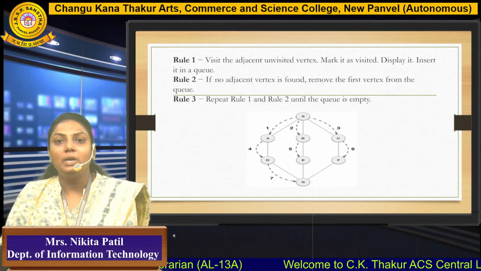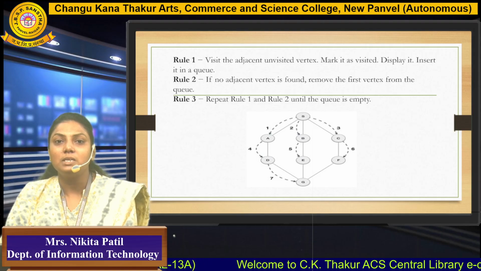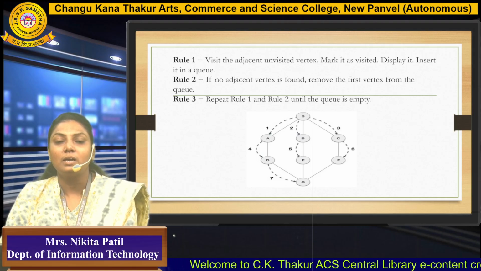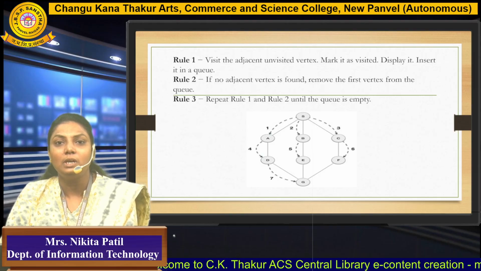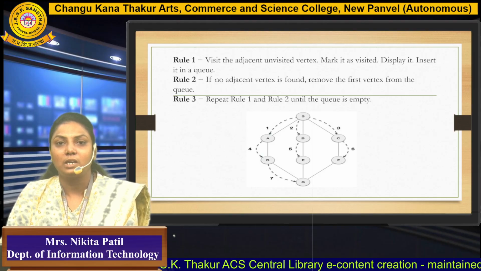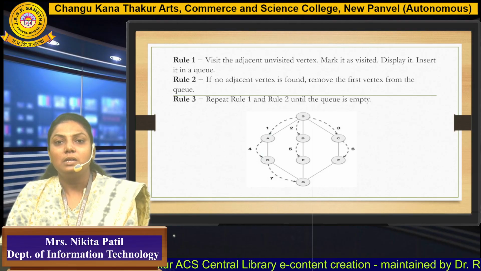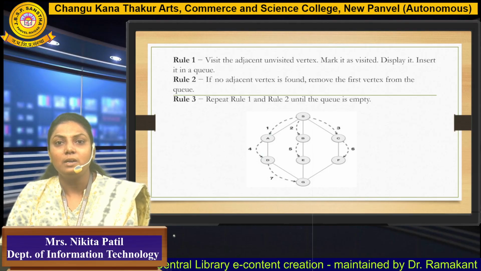So the difference between BFS and DFS is that in DFS we consider the depth of the tree, and in BFS we check the level of the tree. So these are the main differences between BFS and DFS.